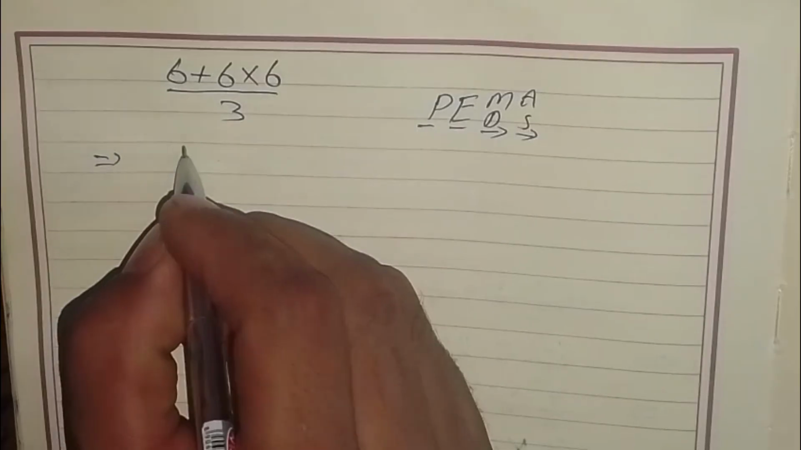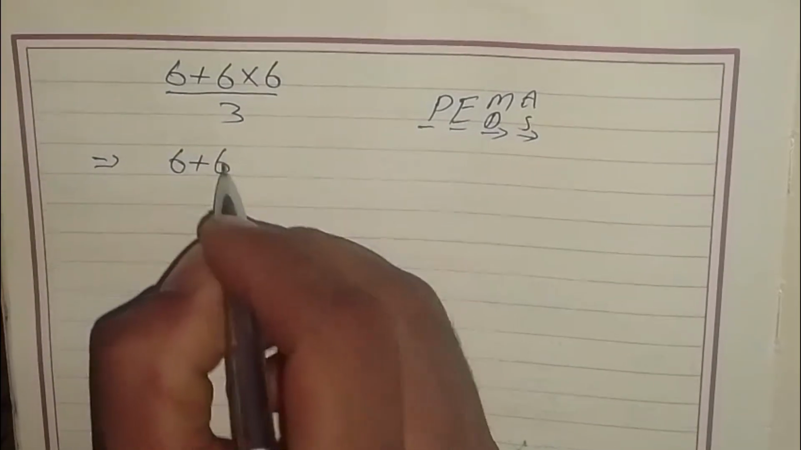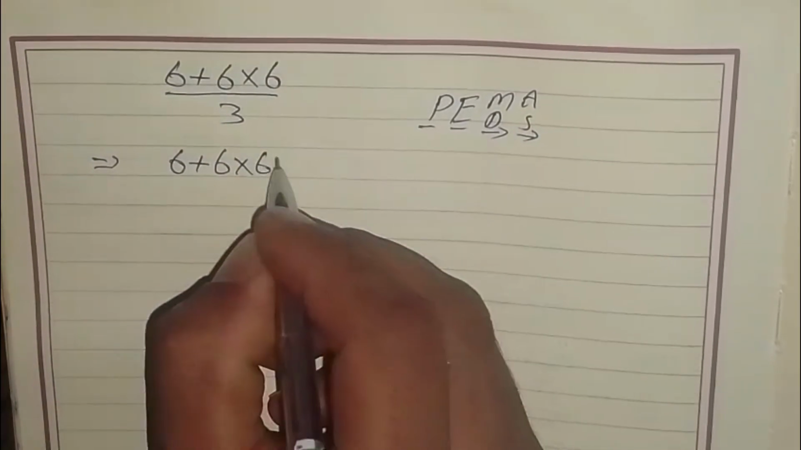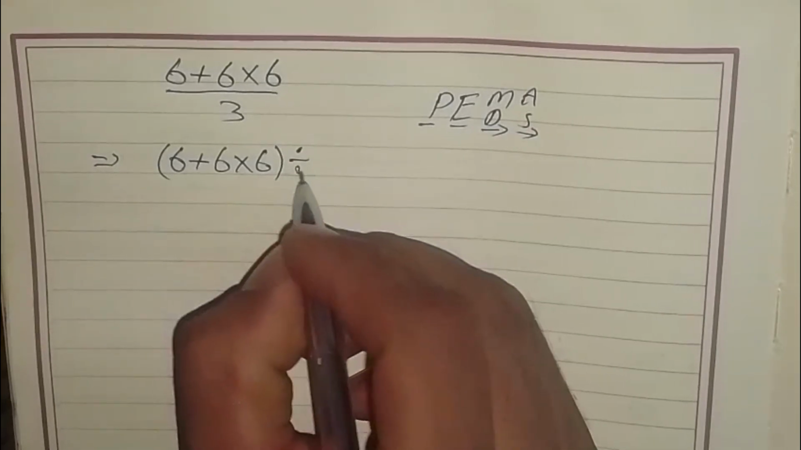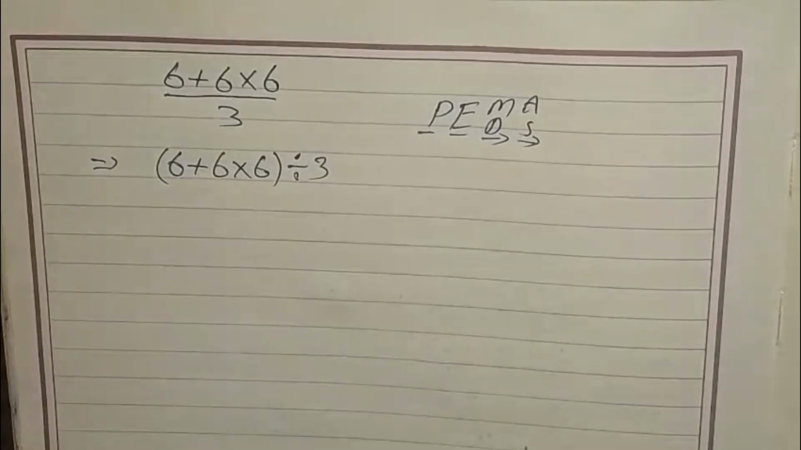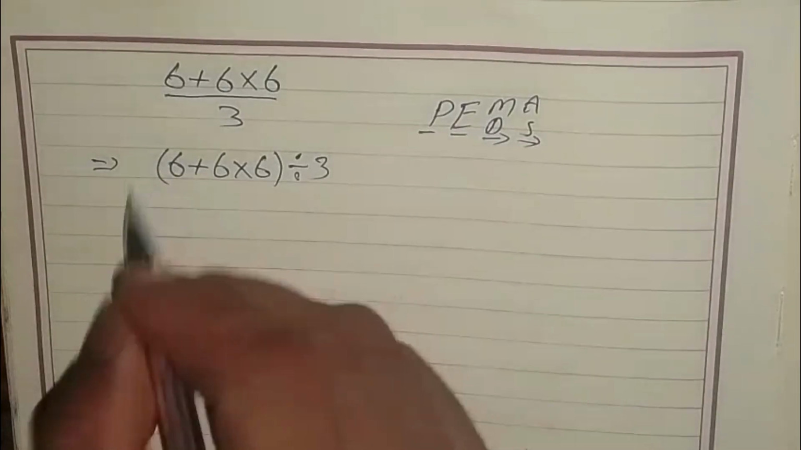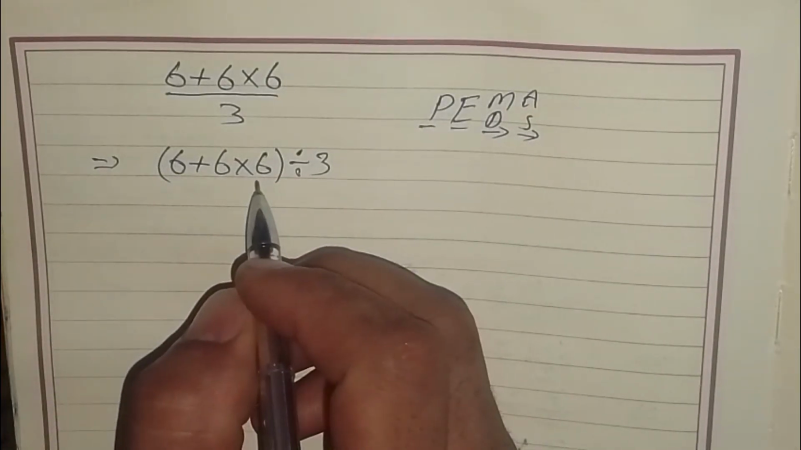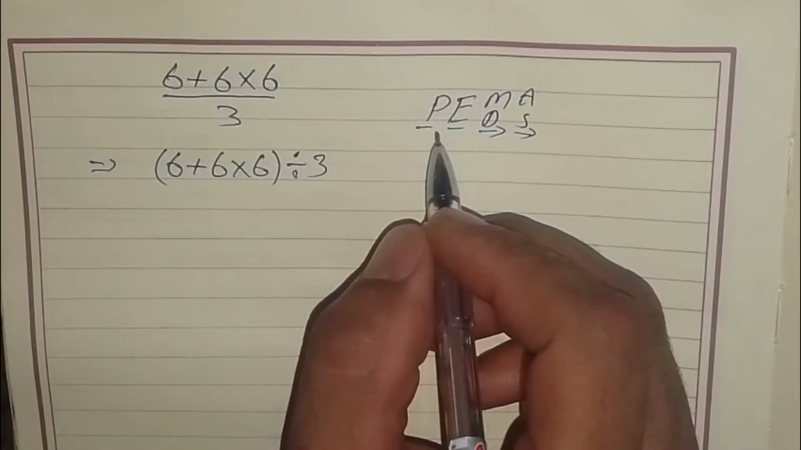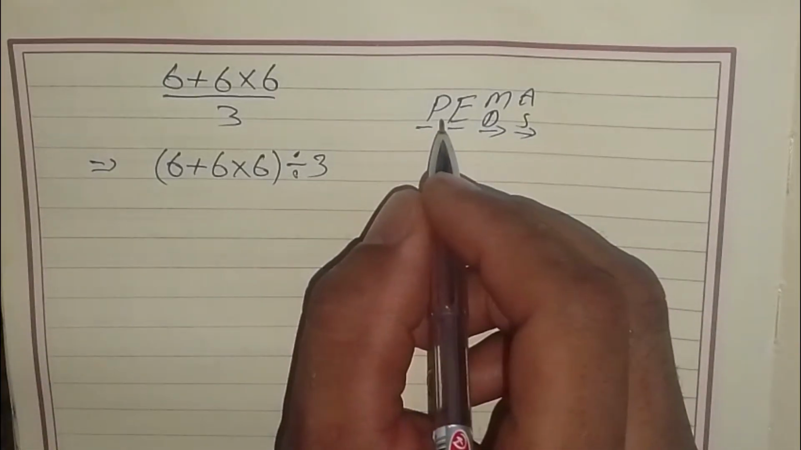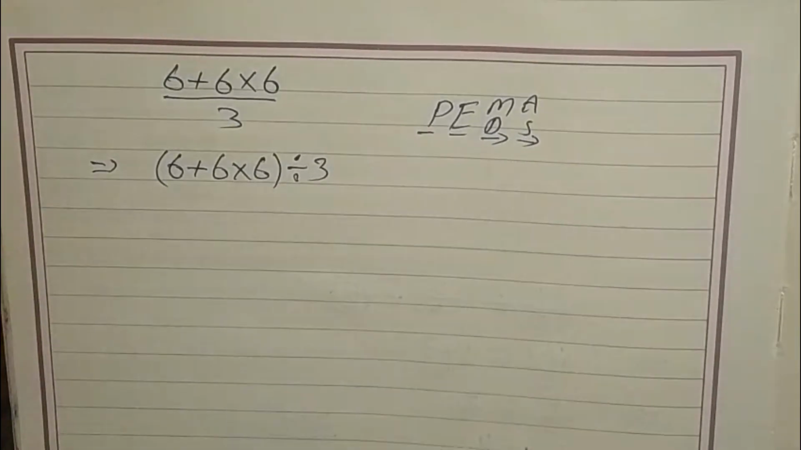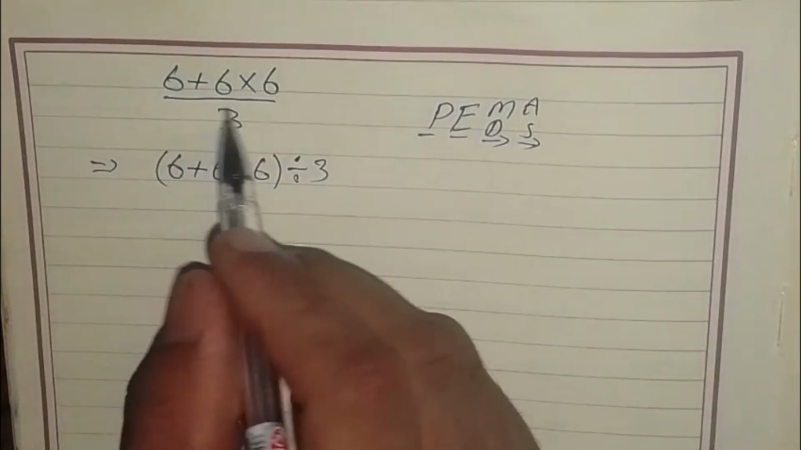So the numerator is 6 plus 6 multiplied by 6, divided by 3. Now we write it in parentheses. So first of all we solve parentheses according to the rule, then we solve division.